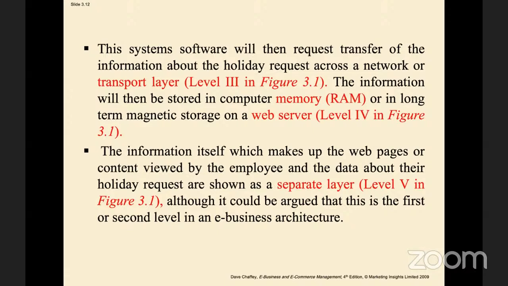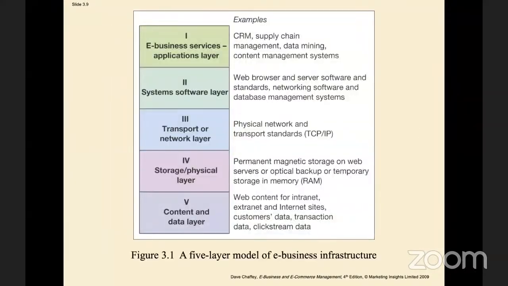Level 4 in figure 3.1. The information itself, which makes up the web pages or content viewed by the employee, and the data about the holiday request are shown as a separate layer. Level 5 in figure 3.1, although it could be argued that this is the first or second level in an e-business architecture. Okay, now if we go back, we have read all the steps.